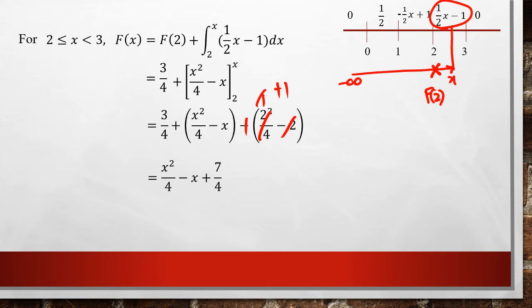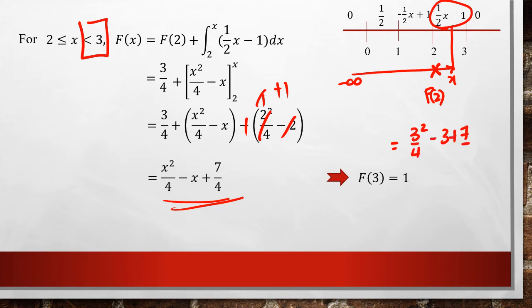Okay, so this is for the second one, the fourth interval. The upper limit of this interval is 3, so we can find out what is capital F of 3. If we substitute the value, we get 3 squared over 4 minus 3 plus 7 over 4. So this is 9 over 4, 9 plus 7 is equivalent to 16 over 4, minus 3. 16 over 4 is 4, and 4 minus 3 is equal to 1.